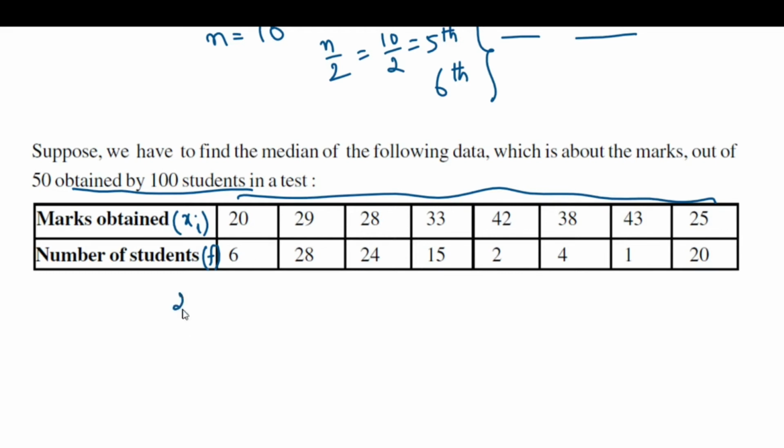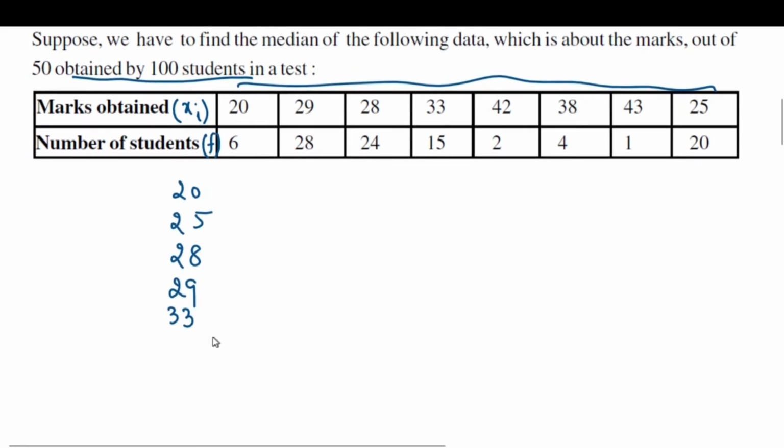So 20, the next one 25, then 28, 29, 33, 38, 42, 43. In this way, we have to write in ascending order. Let us write the corresponding frequencies.